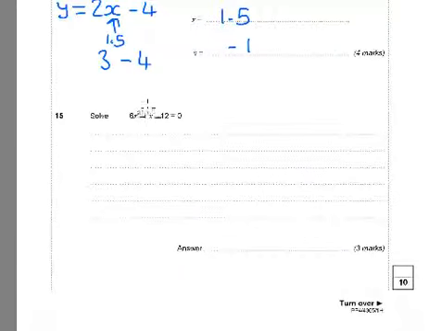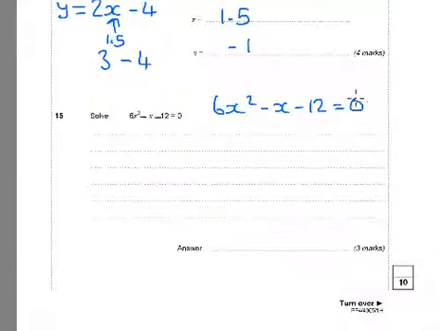The question wants us to solve this quadratic equation. It's a quadratic equation because it's got an x squared term in it. So, in order to solve a quadratic equation, definitely on a non-calculator paper, we have to factorise it. The first job is to factorise it, and that means putting it into two brackets.